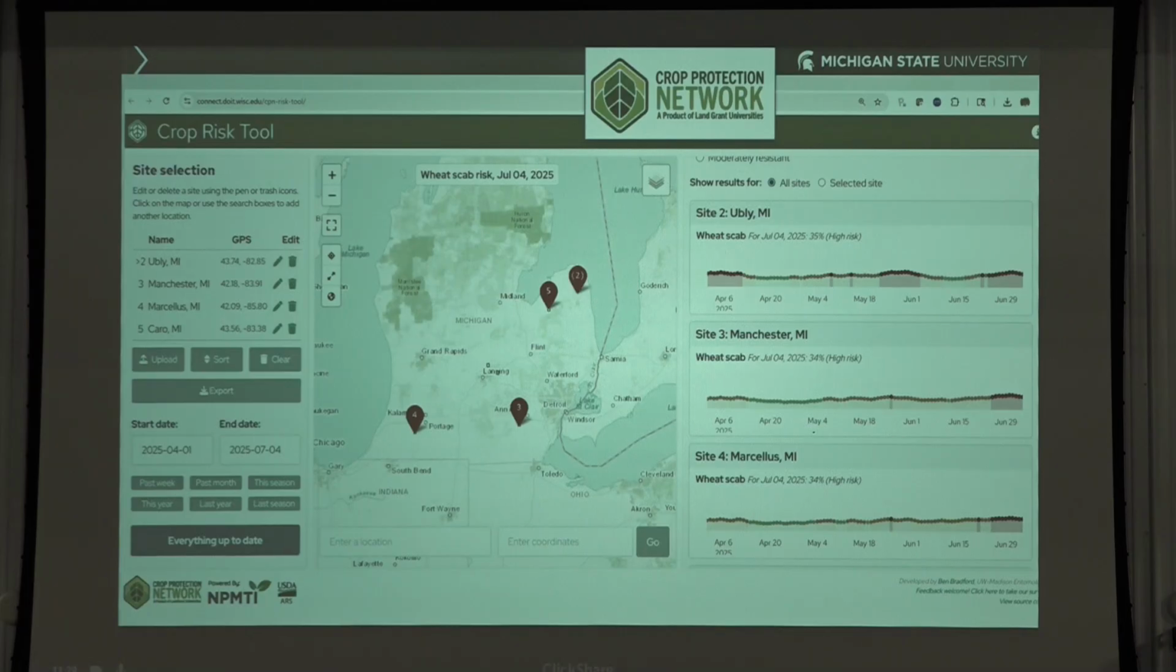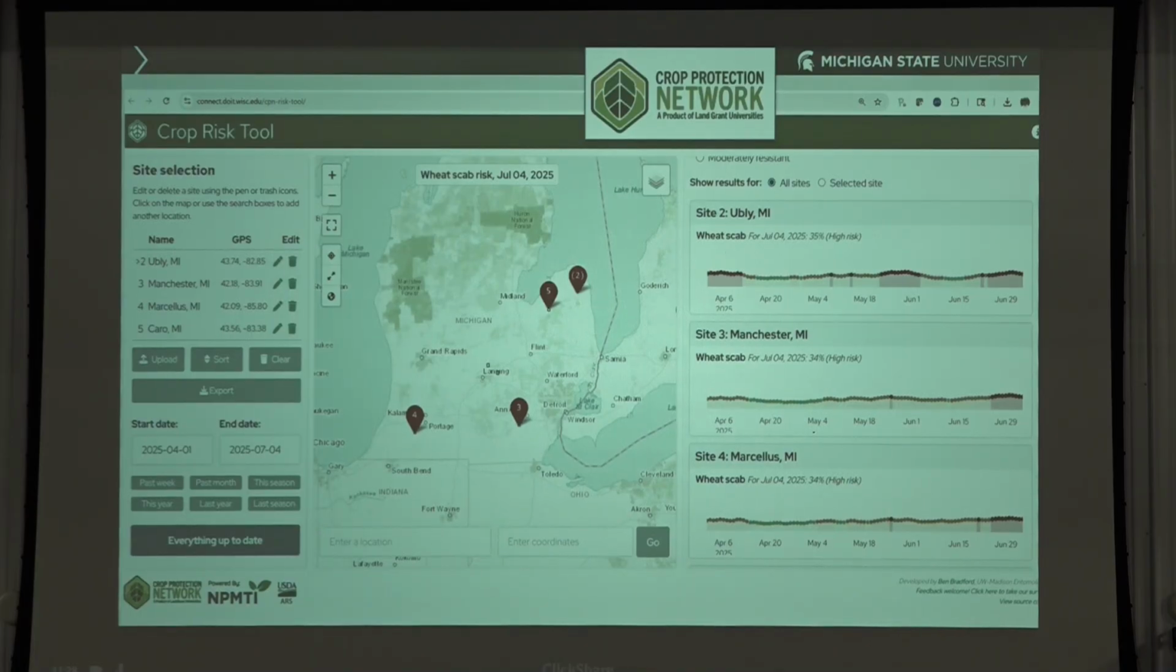But what is up there is a whole bunch of other models as well. So if you're curious about soybean white mold, gibberella ear rot, we have a new model that's going to go up there. We have the wheat head scab model as well. And it's the same model that's running on that other head scab site that we're putting up here in the crop protection network.